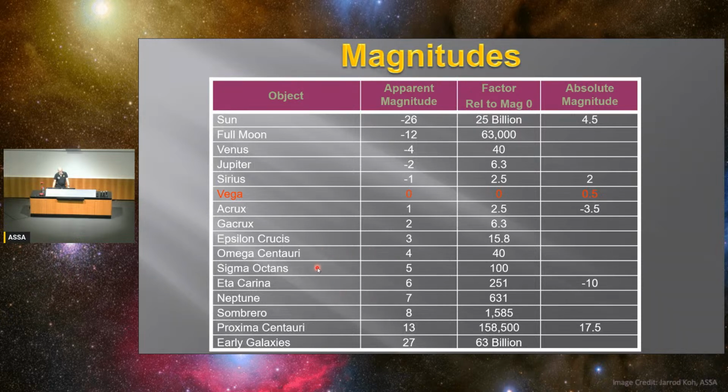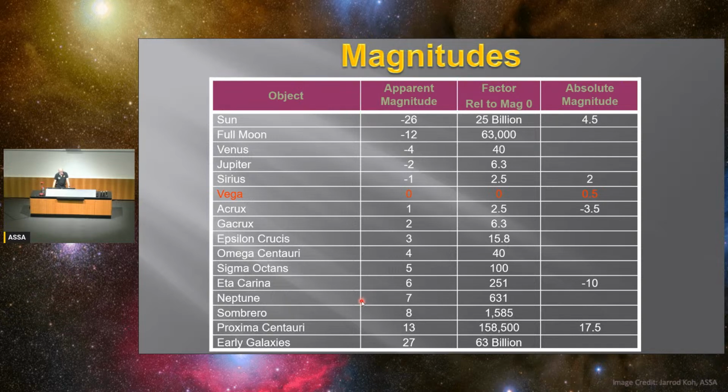Then Sigma Octans, the south polar star, or the pole star of the South Pole. It's magnitude 5, so it's barely visible to the naked eye. And then Eta Carina, magnitude 6, is right on the limit of naked eye visibility. You'd have to have a really dark sky to be able to see that.